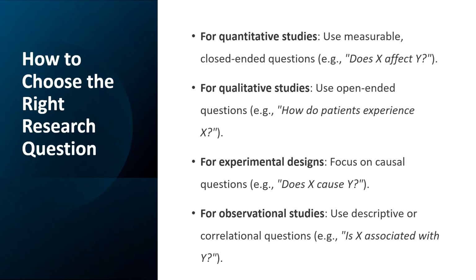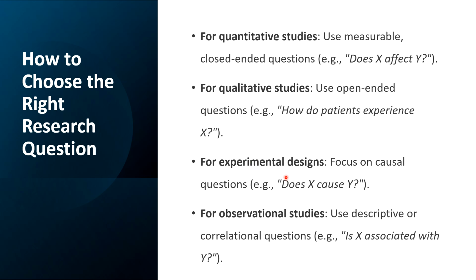So how to choose a right research question? For quantitative study, our question should be measurable, a closed-ended question. For example, does X affect Y? But for qualitative studies, we need to use more open-ended questions, like how do patients perceive, or how do patients experience X?